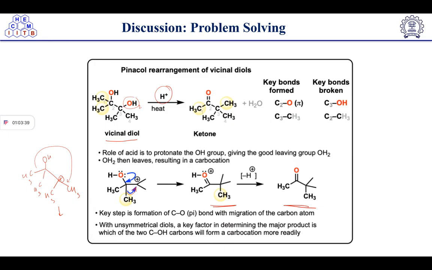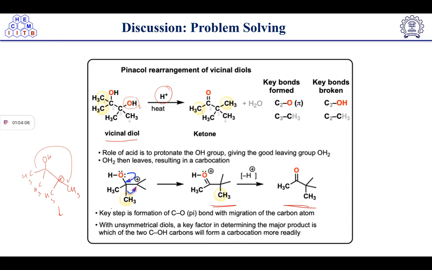So in this reaction, the acid is to protonate the hydroxy group and make it a good leaving group. Then after the good leaving group leaves, carbocation formation will take place. And then the key step in this reaction is pi bond formation and migration of the carbon atom. So the pi bond formation is taking place and this is getting migrated.